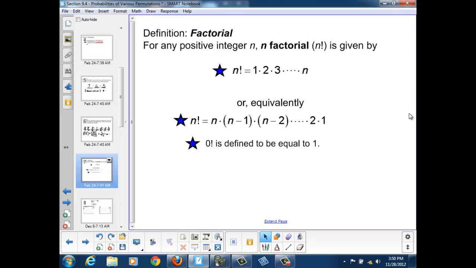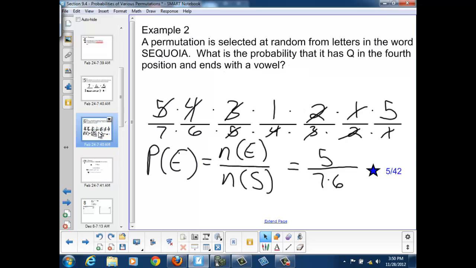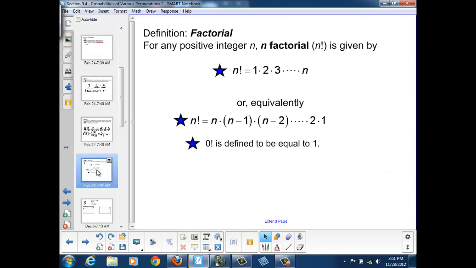Now 0 factorial is defined to be equal to 1. One reason you can think of to justify this definition is we saw in our example that 7 factorial described all the possible outcomes of ordering 7 objects. If we think of all the possible ways to order 0 objects, well, there's really only one way to order 0 objects.